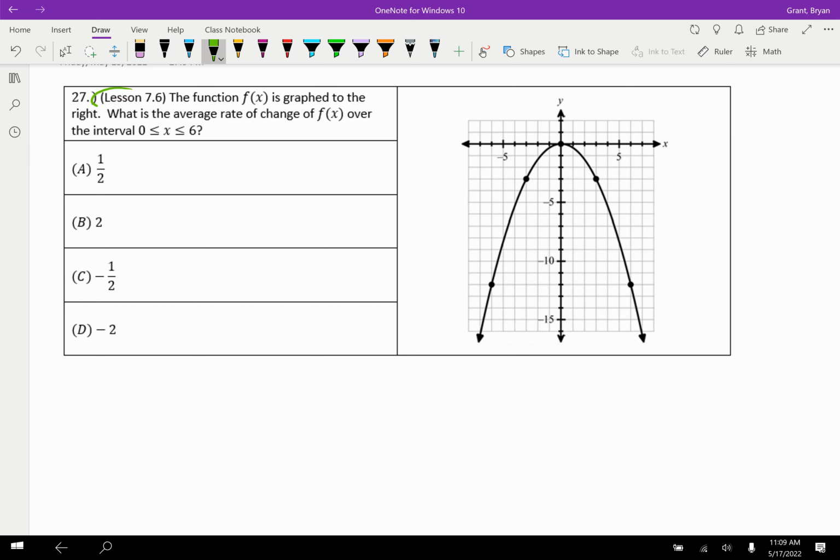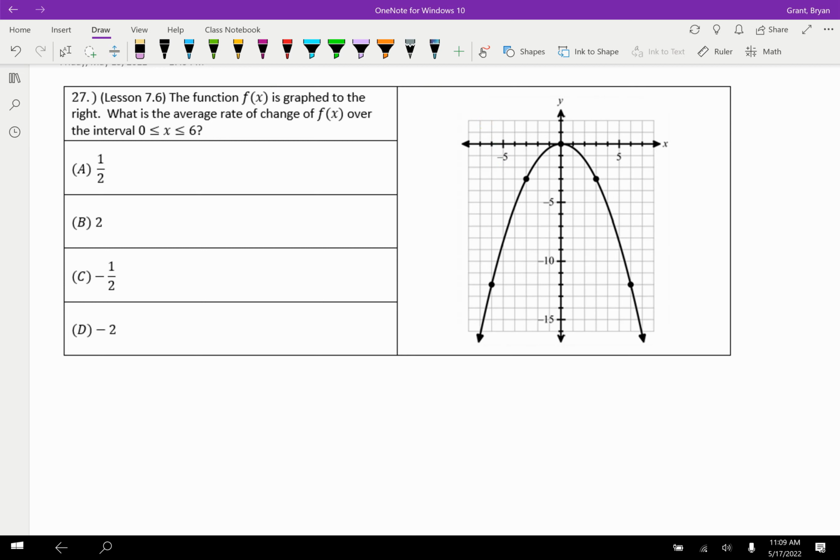Problem 27 comes from Lesson 7.6. It's where we first learned about the average rate of change of parabolas. This question wants us to find the average rate of change of f of x, where f of x is the graph over here, over the interval 0 less than or equal to x less than or equal to 6.